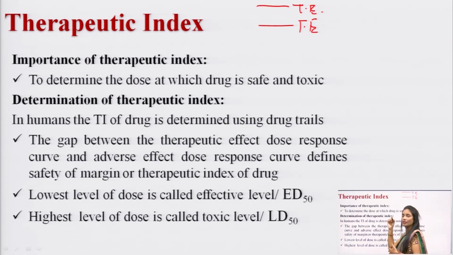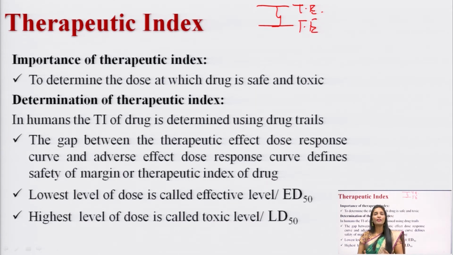So at the desired dose, it produces the desired effect. As the dose increases, it produces the toxic effect. The gap between these two effects you can call the margin of safety or therapeutic index of a drug. The gap between the therapeutic effect of the dose response curve and the adverse effects of the dose response curve determines the safety of a drug, which you call the therapeutic index.